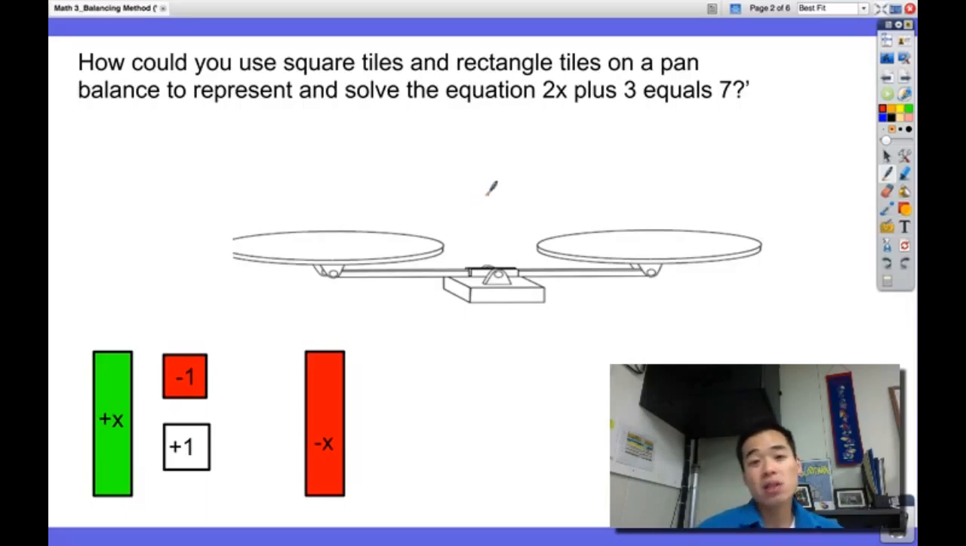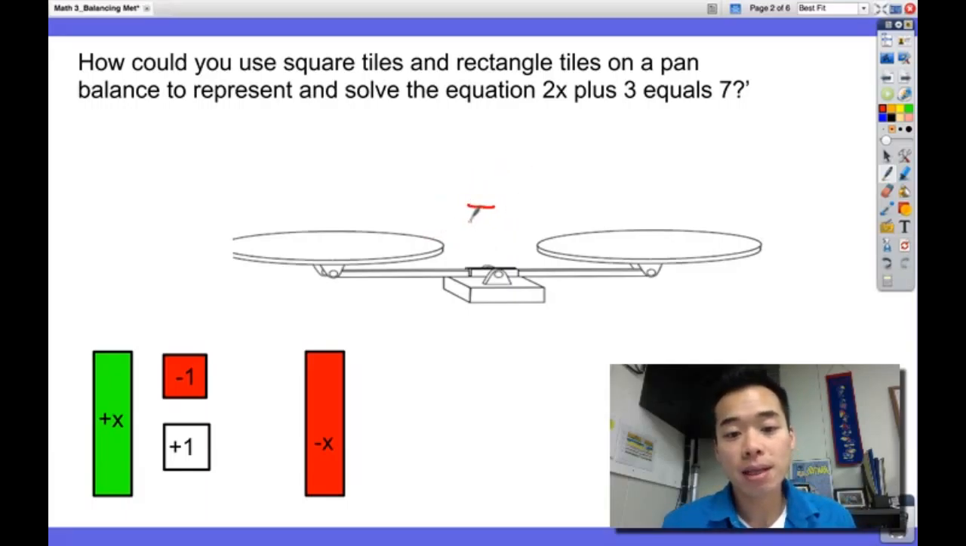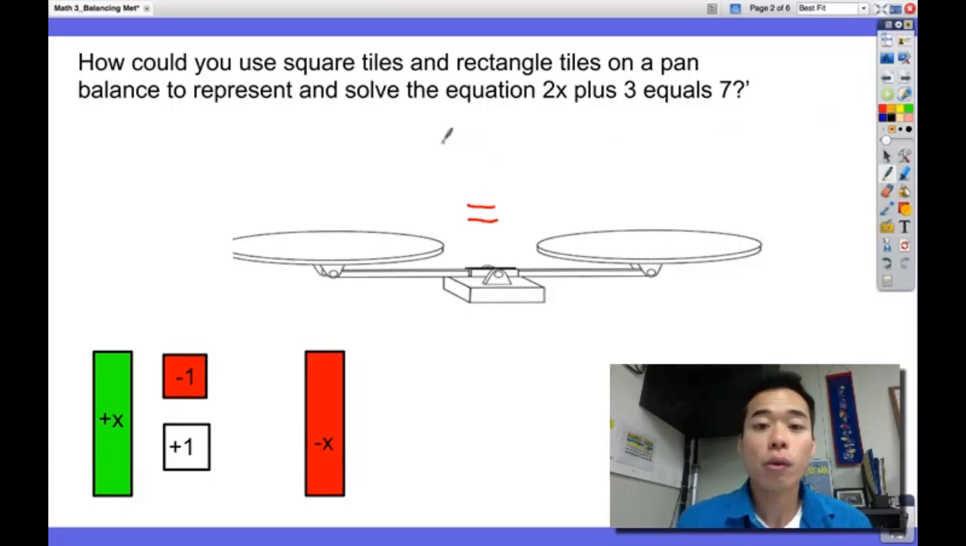Remember, solving an equation is really about balancing, making sure that the left side and the right side are always balanced. In math, balance is represented by the equal sign. So right here, this says, how would you use these tiles to represent 2x plus 3 is equal to 7? So let's do this real quick.